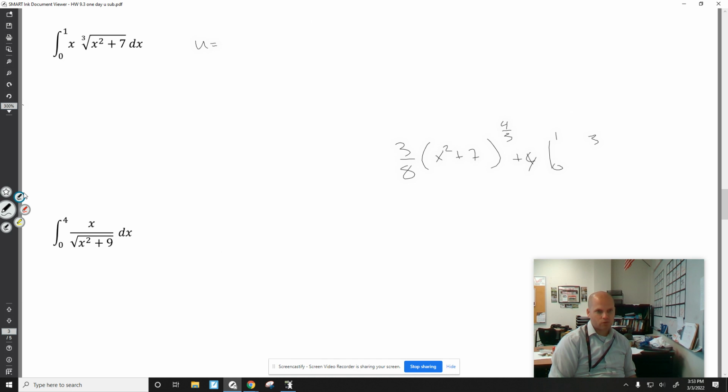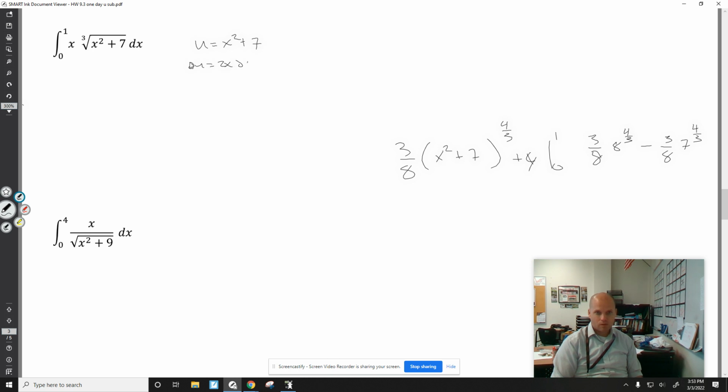So the answer to this was 3/8, 8 to the 4/3, which we could calculate. Cubed root of 8 to the 4th. Yeah, I don't want to do that. Minus 3/8, 7 to the 4/3. Great. Let's get that.